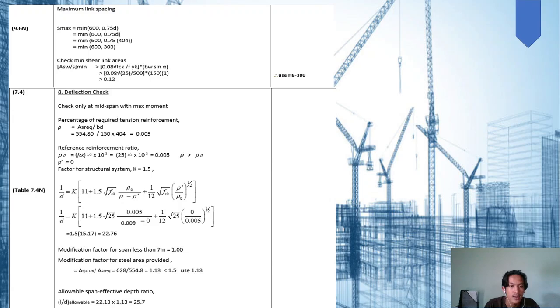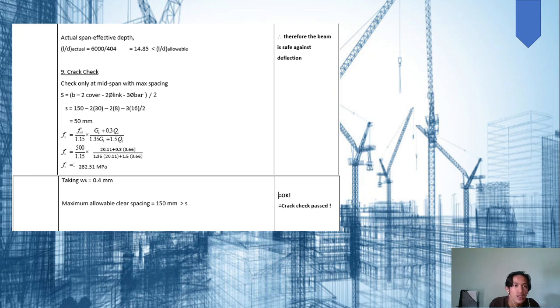And then the modification factor for steel area provided, we will use 1.13. So L/D allowable, we calculate, we got 25.7. So L/D actual, we got 14.85, which is less than L/D allowable. So the beam is safe against deflection.